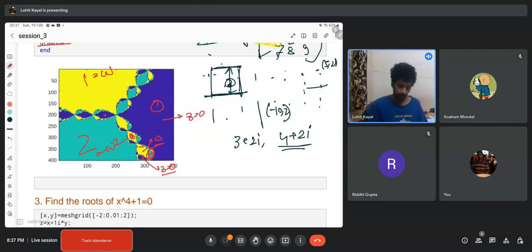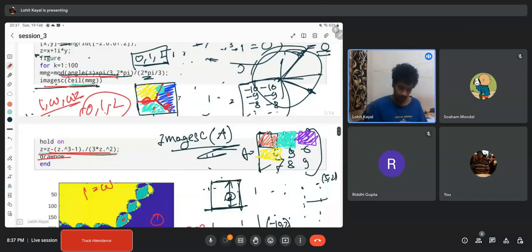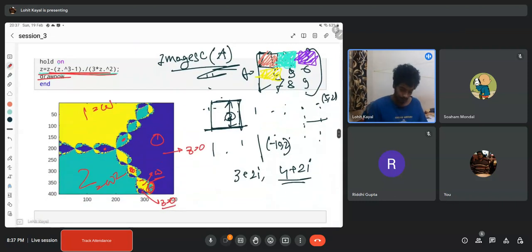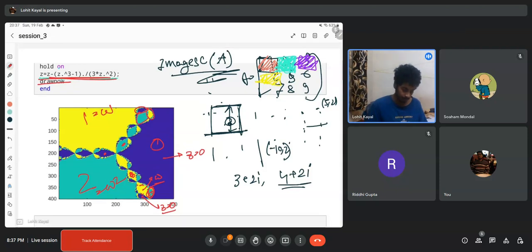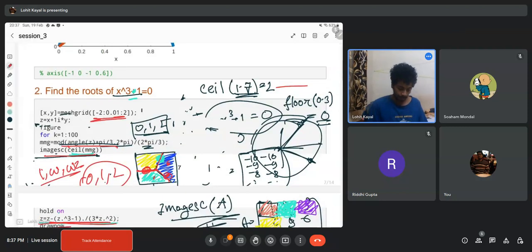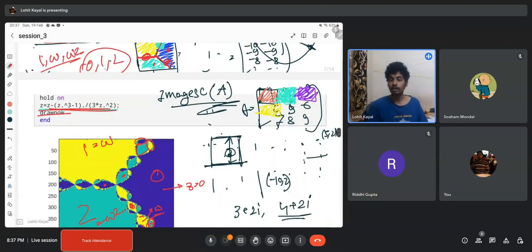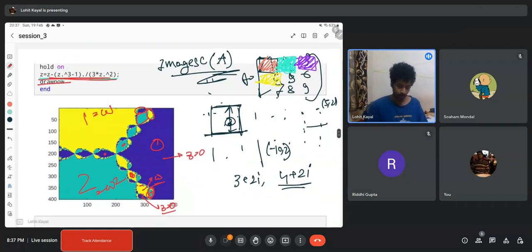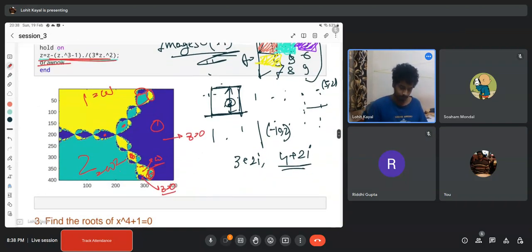Similarly here, similarly here. And one interesting thing you can see is these patterns. So this is one kind of pattern, right? Here I am using this resolution. If you improve your resolution, suppose -2 colon 0.0001 to 2, you will get a very high resolution image of it. This is not a very high resolution image. If you do that, I will send you a high resolution image of that.